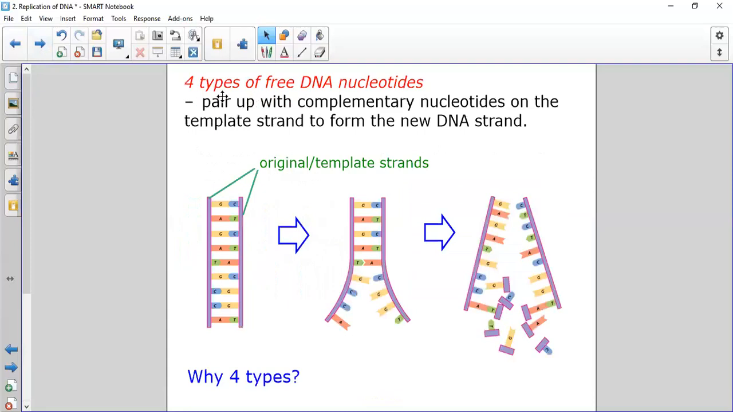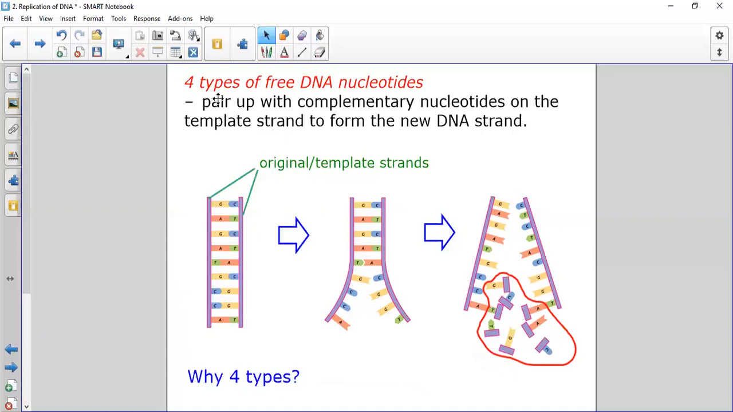We need to have 4 types of free DNA nucleotides, and they are required obviously to pair up with their complementary nucleotides. So if we look here on the picture, these here are our free nucleotides. Here we've got our original strand, or our template strands. Here we can see they've started to separate out, and here we've got our free nucleotides that haven't got anything to do just now, but you can see that one there started to slot into place, and that one there slotted into place.